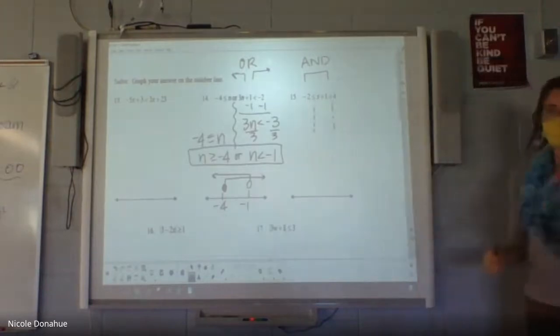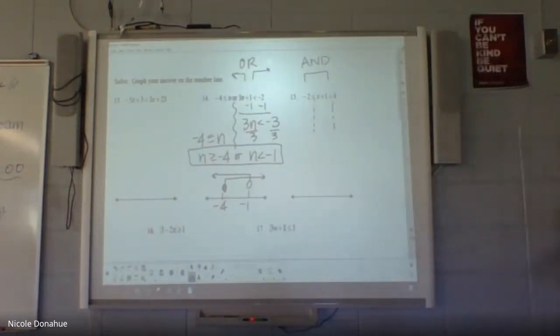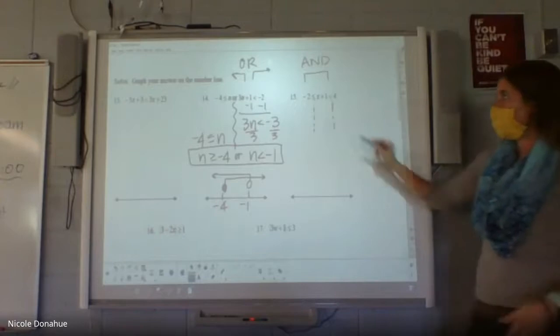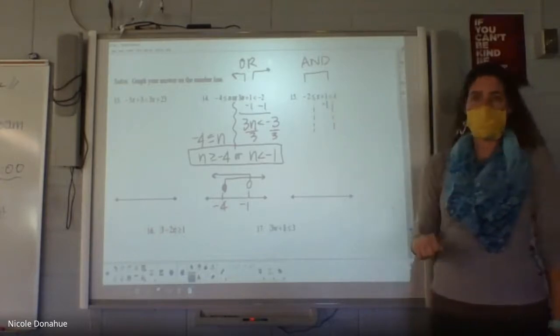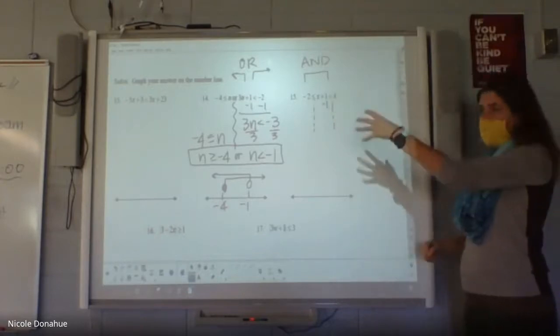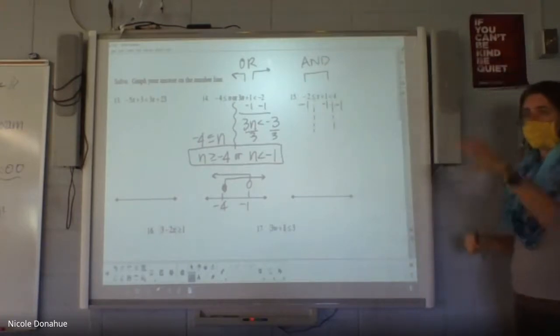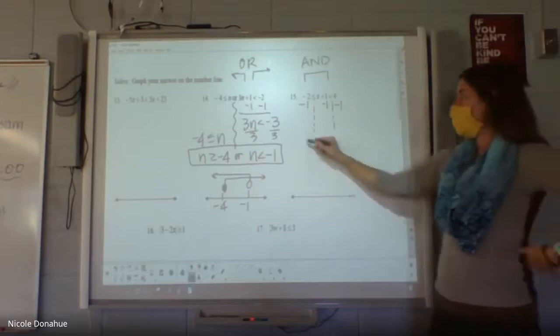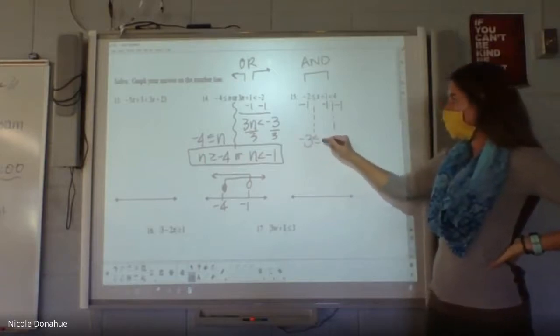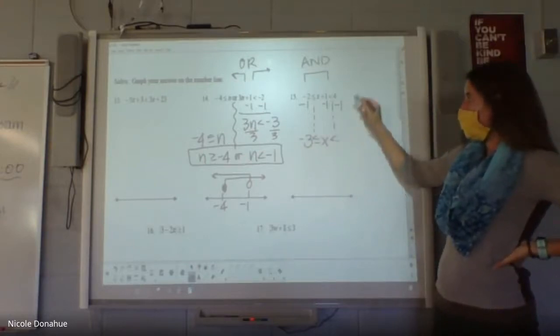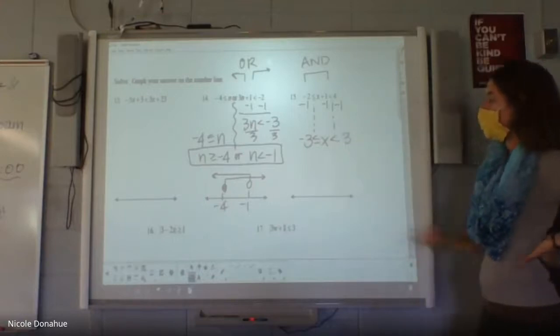Now, number 14, an and inequality. There's 3 parts to the problem. I want to get the x alone in the center. So I'm going to subtract 1 from the center. But if I do that in the middle, I have to do it on either side as well. So I'm subtracting 1 from all 3 parts. So -3 is less than or equal to x is less than 3.